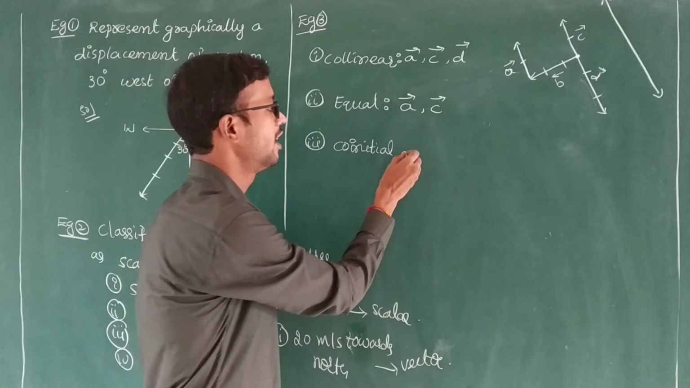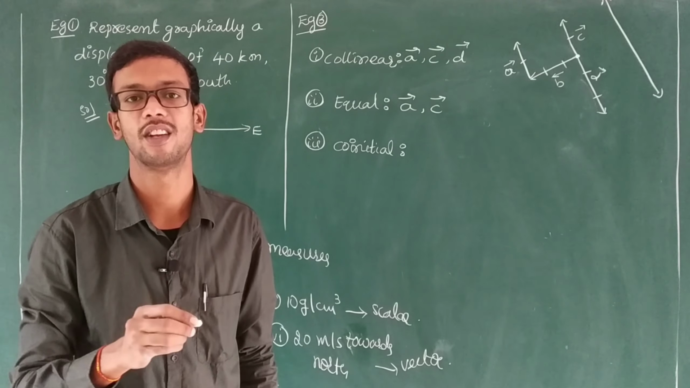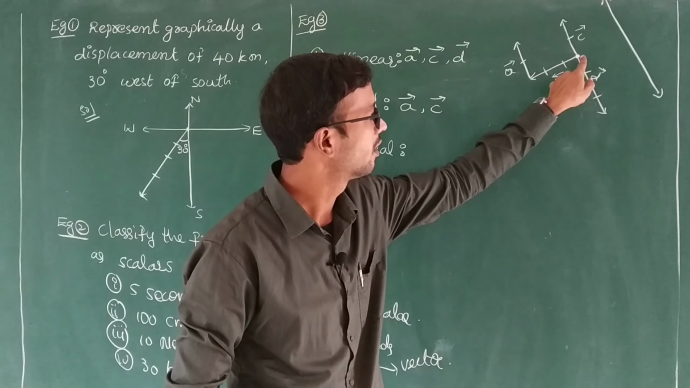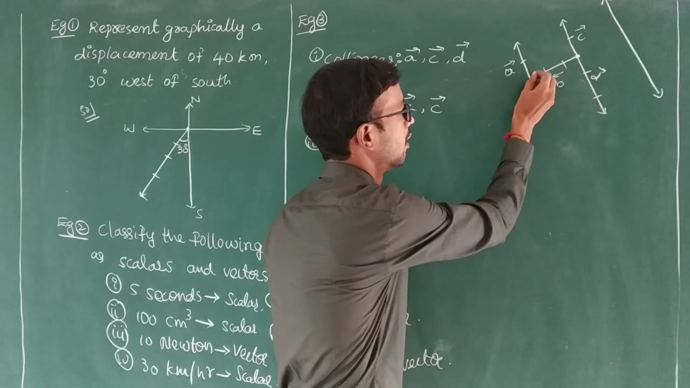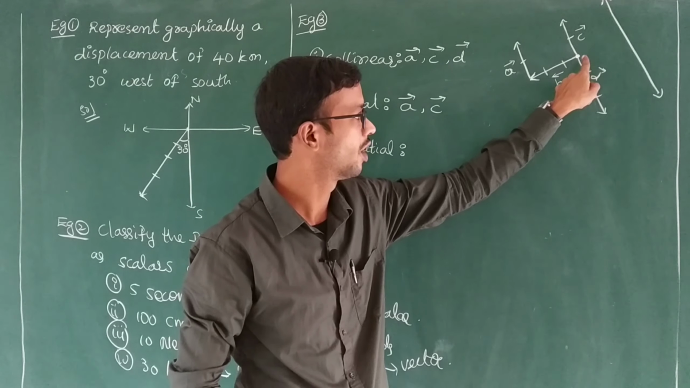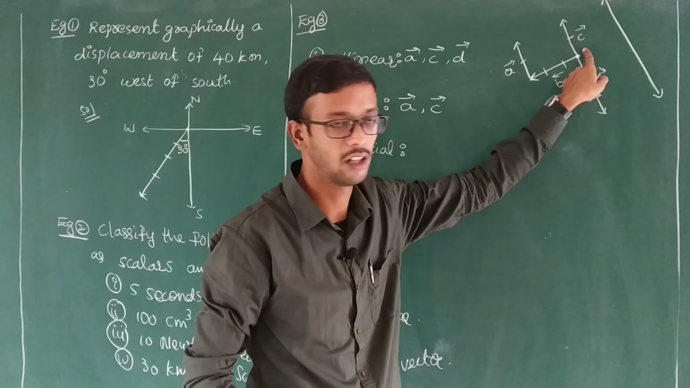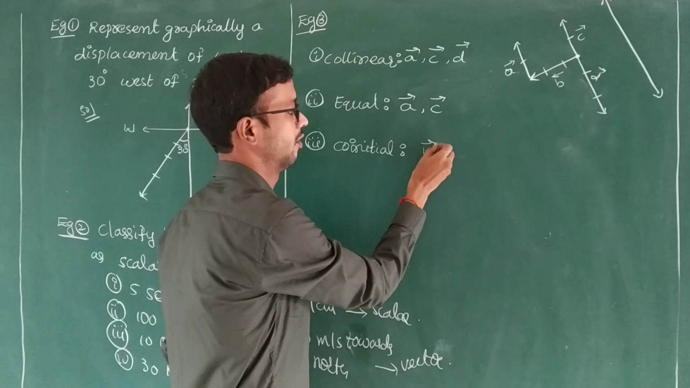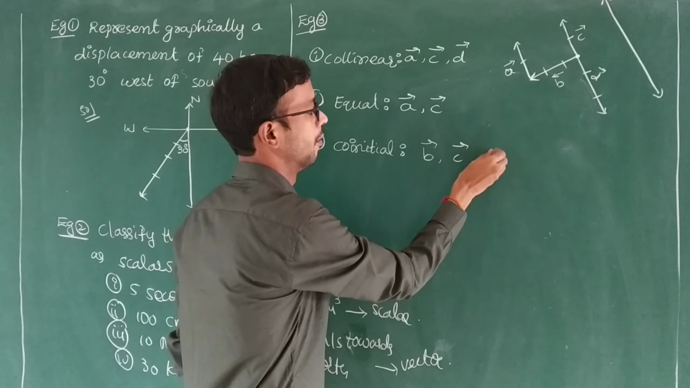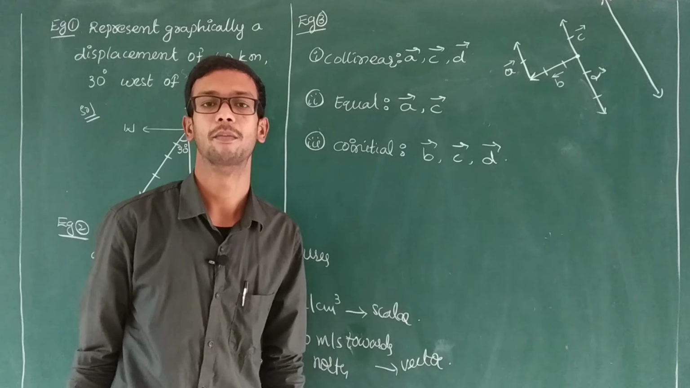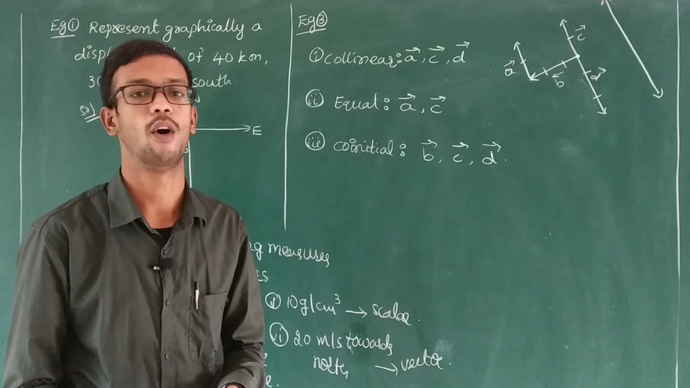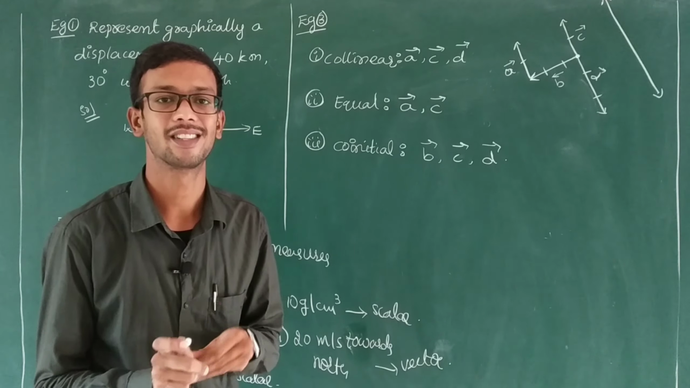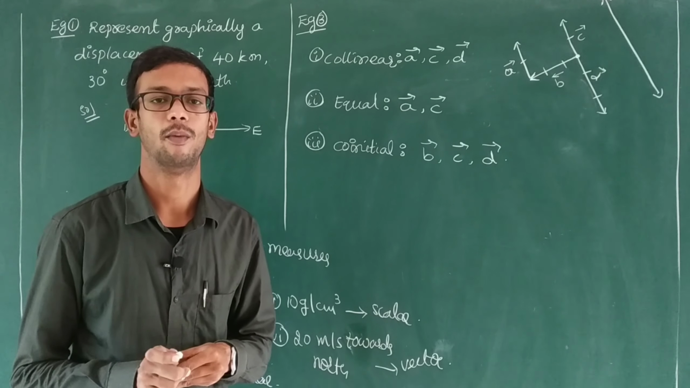Now, co-initial vectors. What are co-initial vectors? Initial points will be the same. Which ones have the same initial point? This one, with this direction, has its initial point here. C also has the same initial point. D also has the same initial point. Starting points will be the same. So B bar, C bar and D bar have the same initial point. With this problem, we completed the examples. In the next class, we will discuss the exercise problems. Thank you.